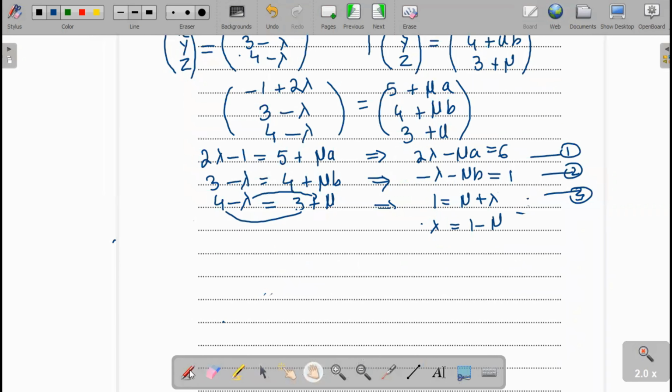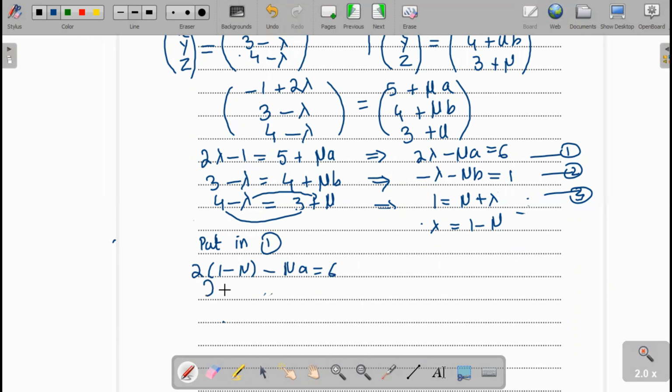Now, firstly, we put the value of lambda in equation 1. That gives 2 into lambda, 1, minus mu a is equal to 6.